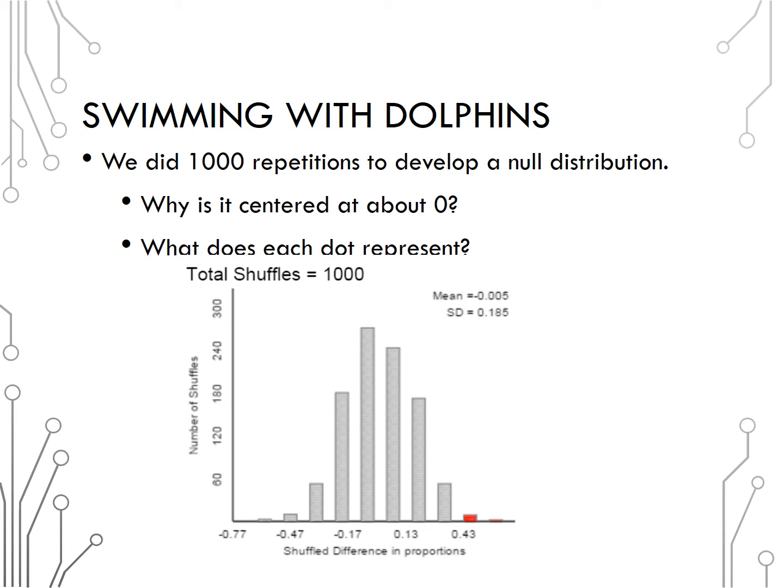Instead, why is this distribution centered at 0? Because we assume the null hypothesis is true, or that there is no association between therapy and improvement, or that the conditional proportions are equal between our two groups.